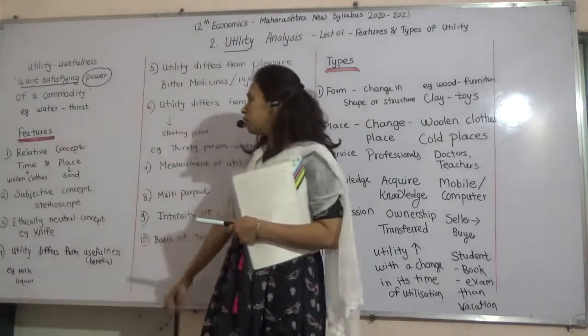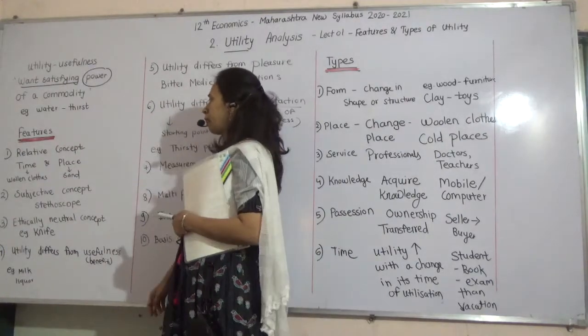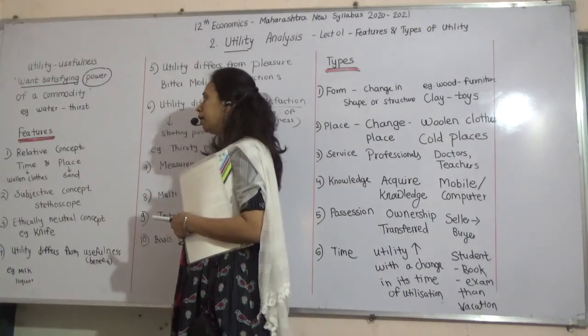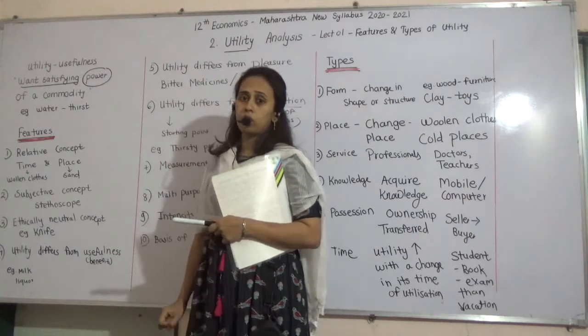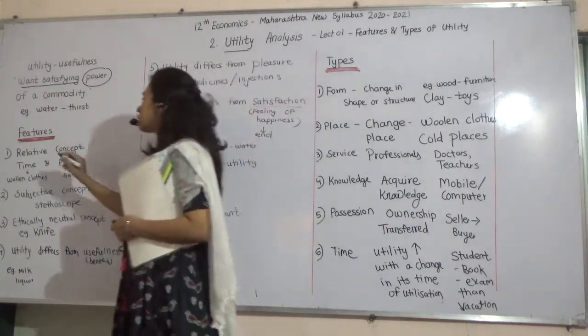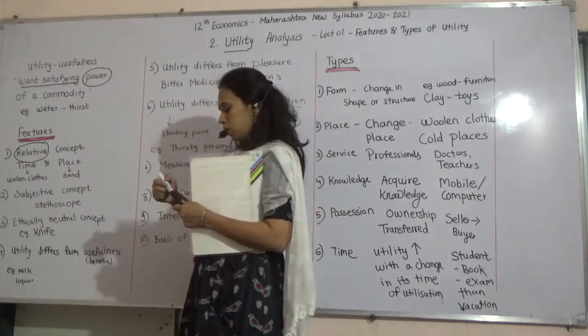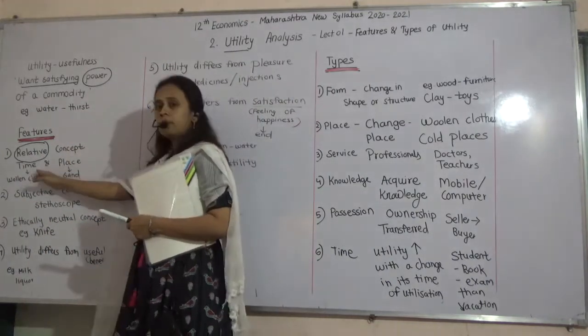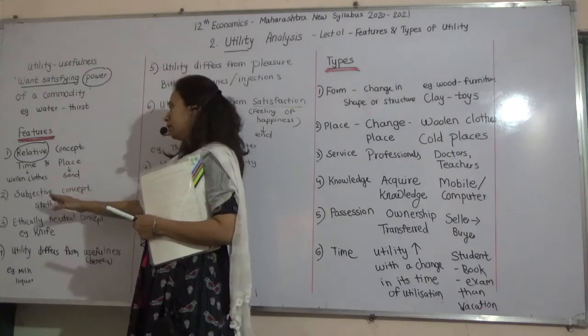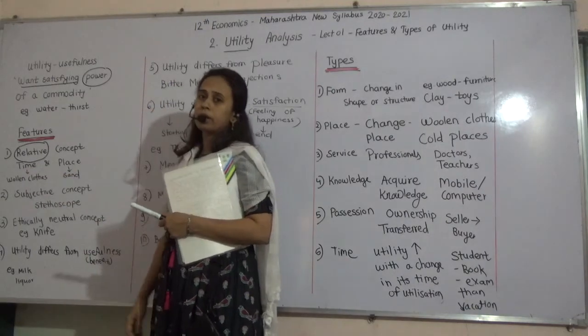Now see, features of utility. They are saying that it is relative. Now what is relative? What is the relative concept? Because it is related to time and it is related to place. Why are we saying time related?